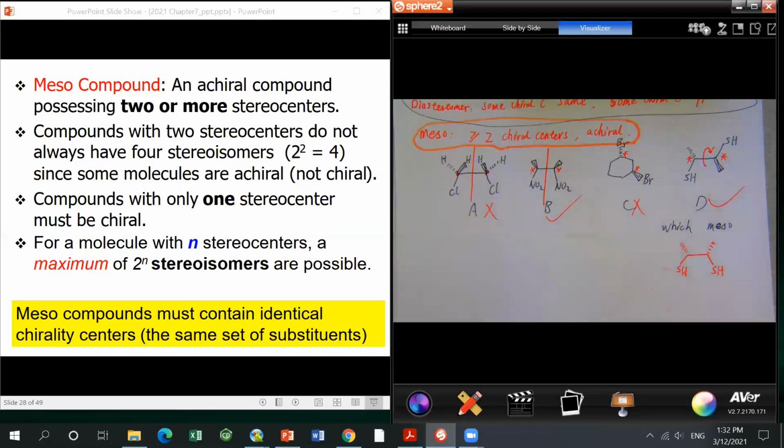And then you clearly see there's a symmetry plane in this molecule, making one half a mirror image of the other half. So this molecule is achiral. So that means B and D. Pretty good, someone already provided the right answer. So that you understand what a meso compound is: there are two or more chiral centers, but the whole molecule is achiral. Very good.